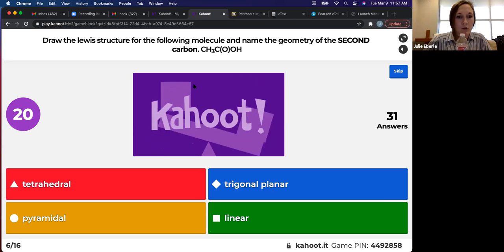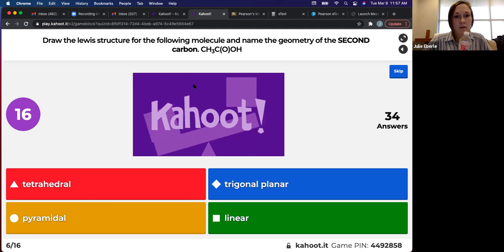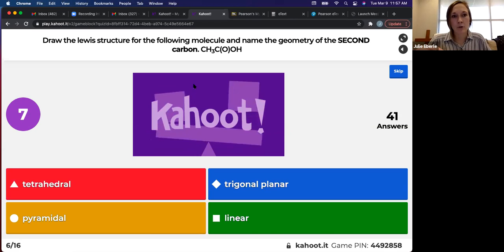Greenlee, what happened? Can you join back in? 15 seconds. Can you go back to Kahoot.it and enter the game pin? It's in the bottom right corner.